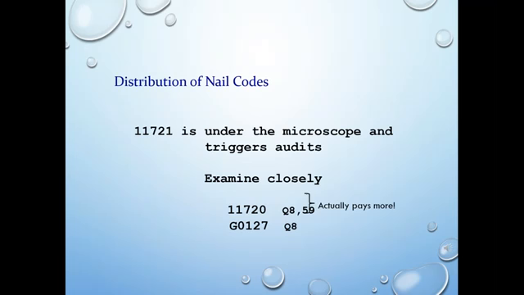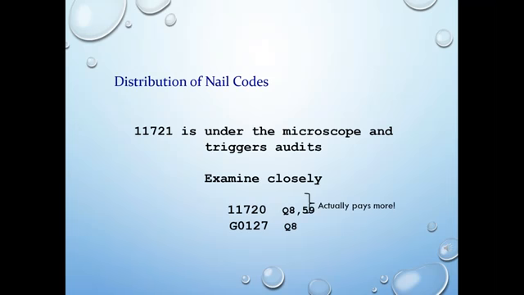The answer is yes and no. This is the one glitch in CCI edits. Whenever you have a 11720, the Q59 actually goes on the mycotic nail code, and the Q8 goes on the G0127. Completely contradictory to CCI edits. Even though one is valued higher in RVUs than the other, it's a mix-up in the system. It's been there forever. So anytime you have 11720, that gets the 59 modifier. I just wanted to make sure we answered that question, Alan.